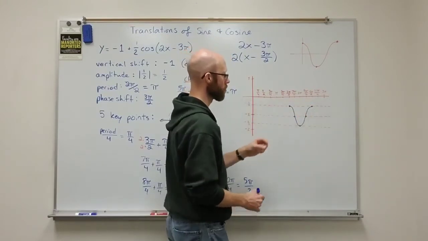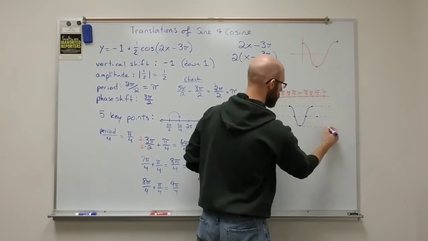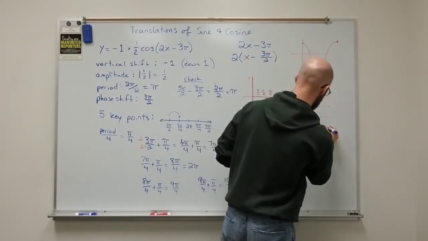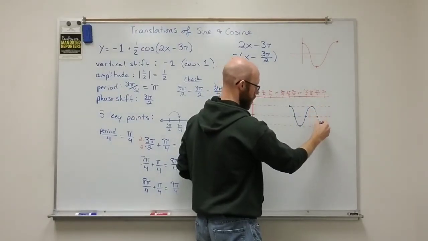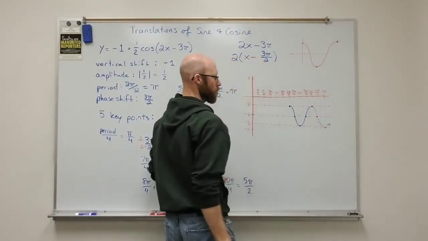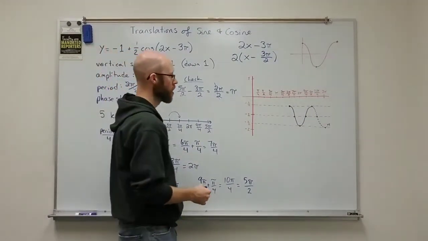Say at 11π/4, it would be at the midpoint, and at 3π, it's all the way down to the bottom again. And so we could continue this on if we wanted to the right, and we could continue it on to the left as well.